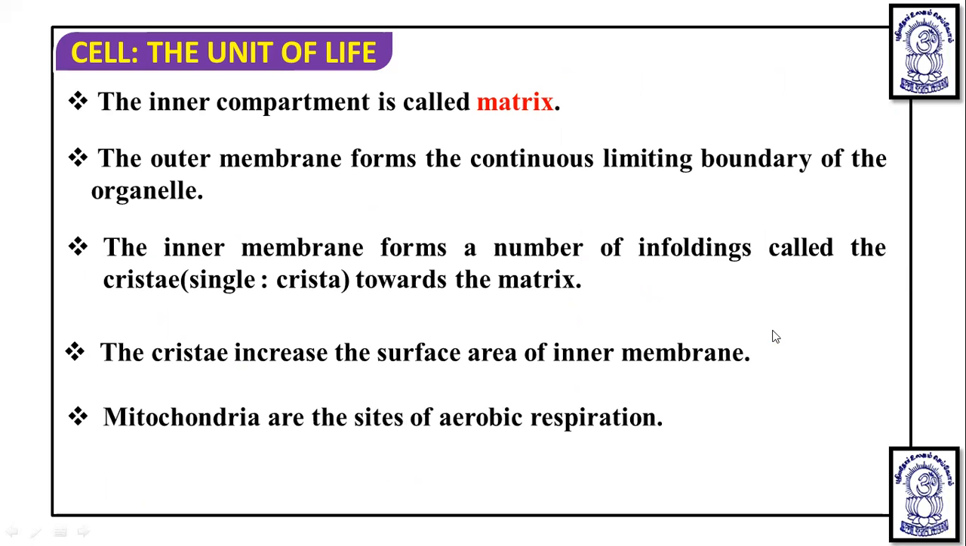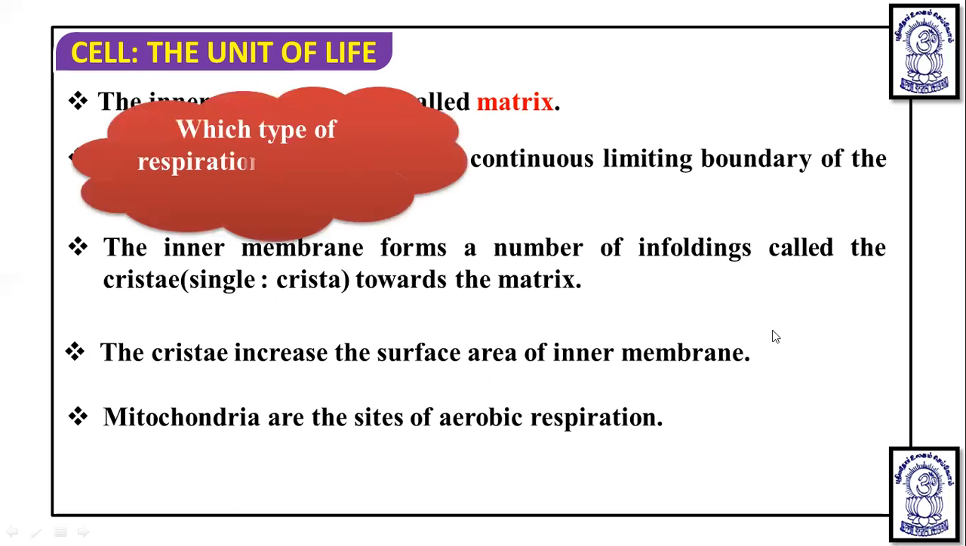So the cristae increase the surface area of the inner membrane. In mitochondria, aerobic respiration is occurring, so it is the site of aerobic respiration. We will see in the respiration chapter in the physiology part that the Krebs cycle occurs in the mitochondrial matrix, whereas the electron transport chain also takes place in the mitochondrial membrane.